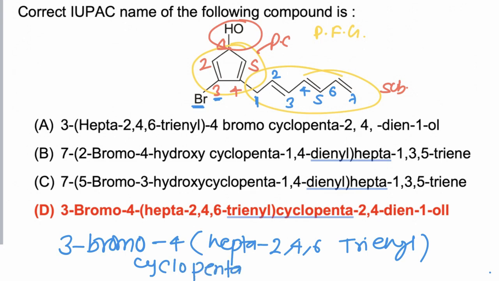Double bond is present at second position and fourth position. So penta-2,4-diene. Now at first position alcohol is present. So 1-ol is the correct name. Hence the correct answer is D.